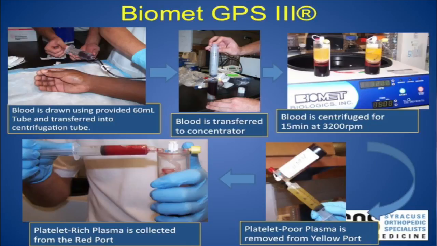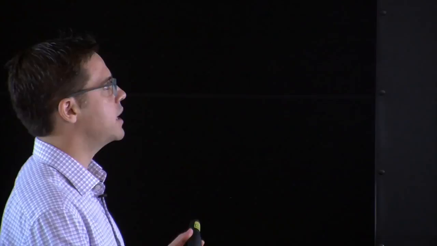So when do we use PRP? Well, it's like orthopedists are like carpenters. And if you give a carpenter a hammer, everything looks like a nail. Well, if you give an orthopedist a tool like PRP, we start thinking everything can be used for, you know, we look for excuses to use it. So basically, we've used it in everything.